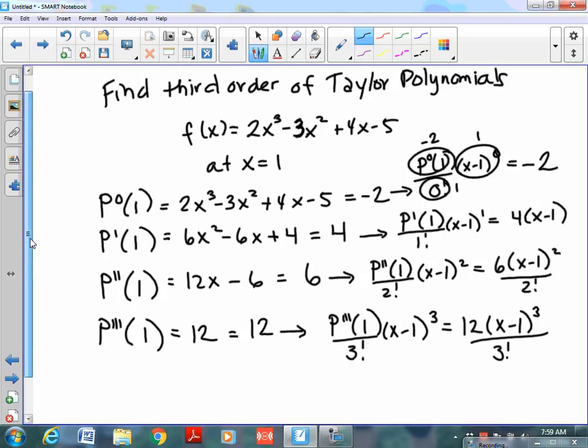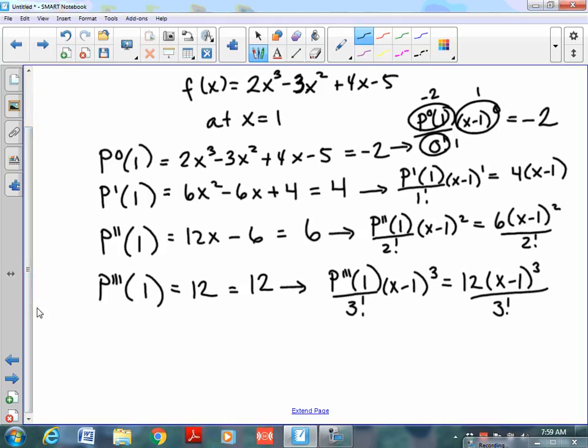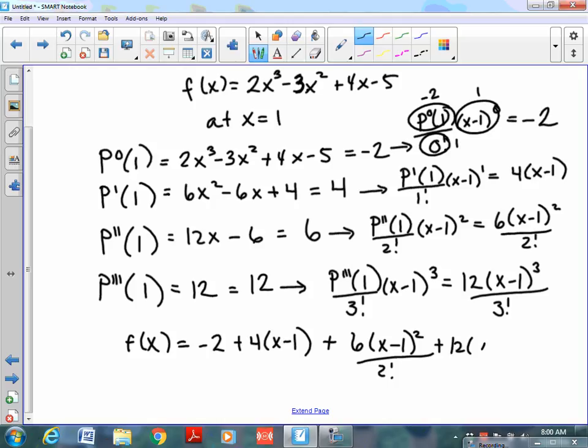So, what does that equal? It equals f of x is equal to this expanded. A negative 2 plus 4 times x minus 1 plus 6 times x minus 1 squared over 2 factorial plus 12 times x minus 1 to the third over 3 factorial. So now you know how to do series.